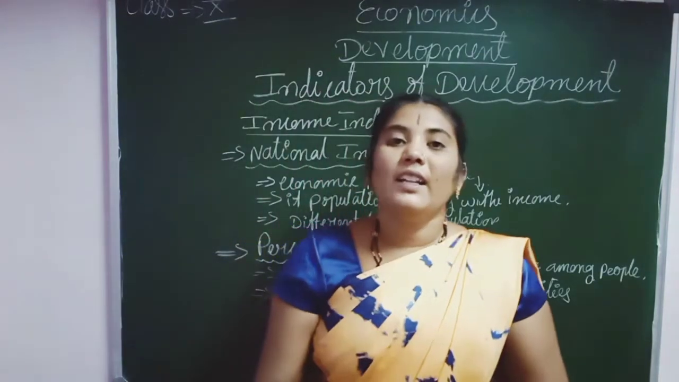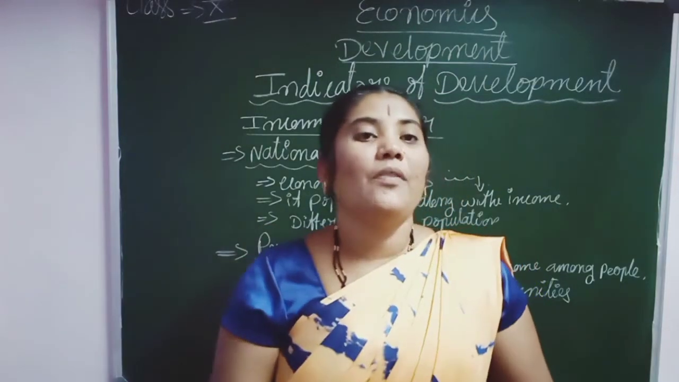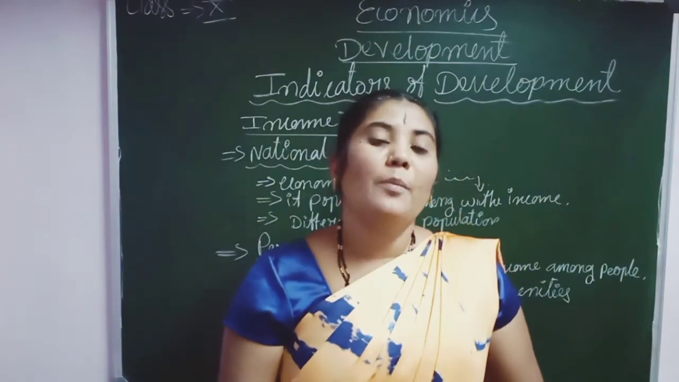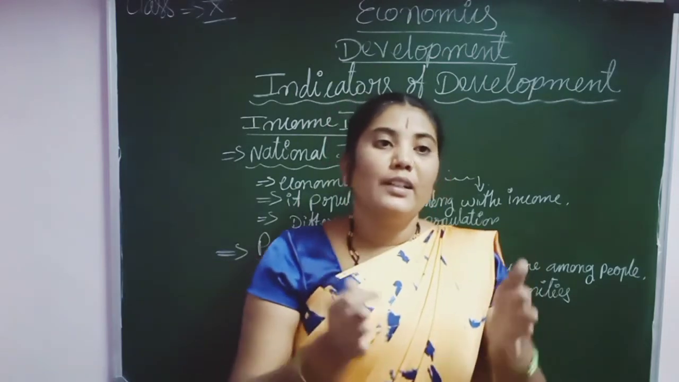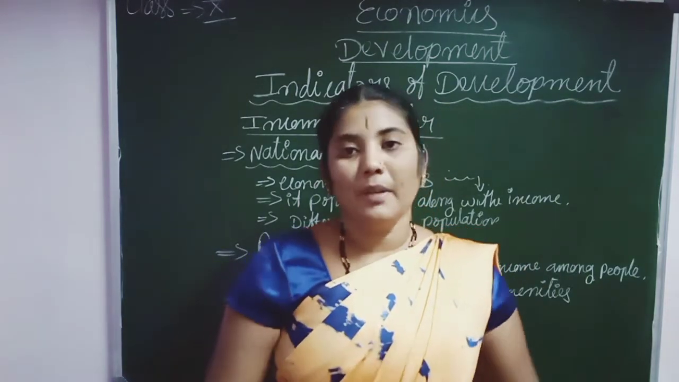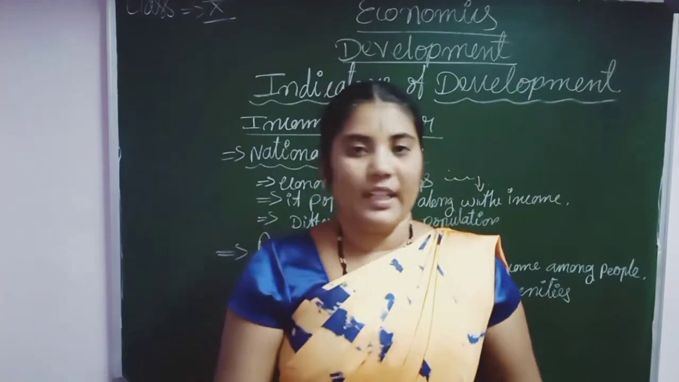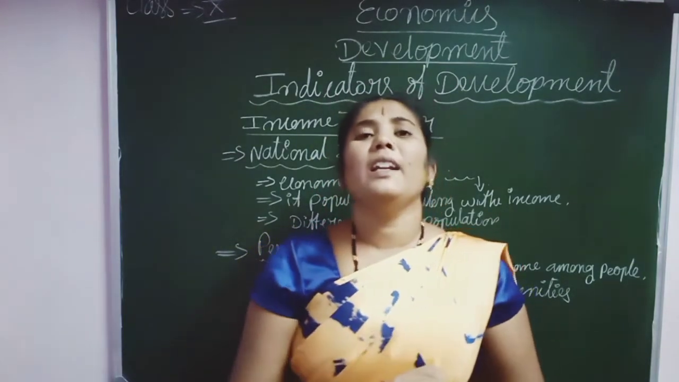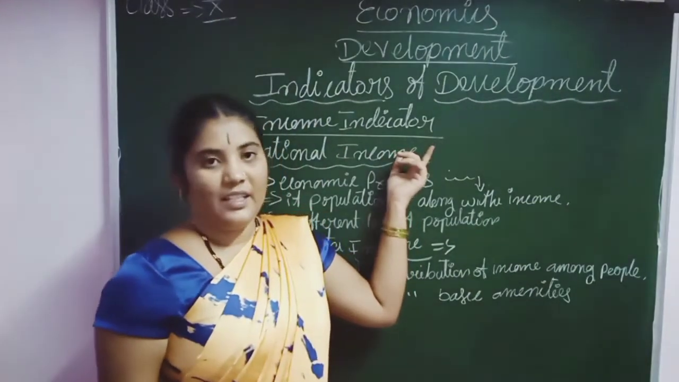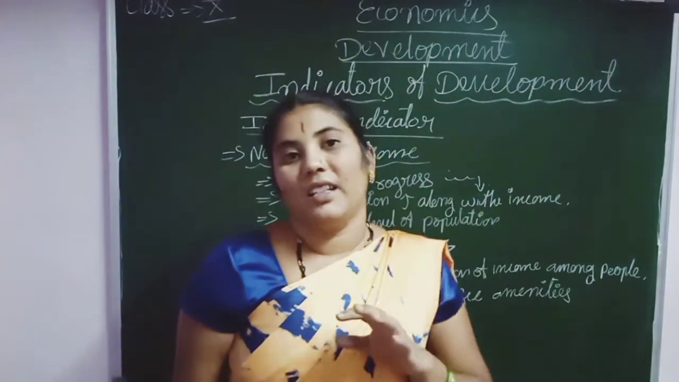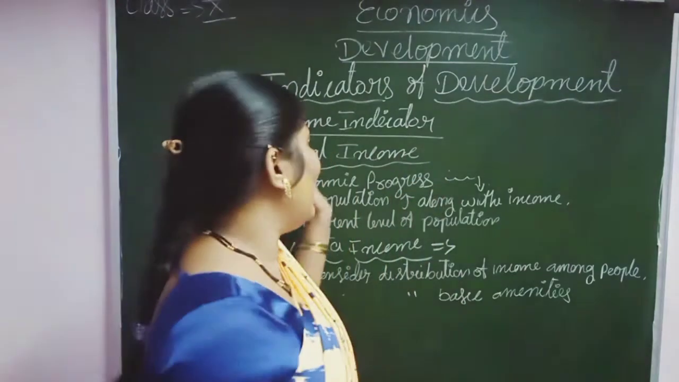So what types of indicators are there? What are economic development indicators? These are measured in two parts. The first one is the income indicator and the second is alternative indicators. Popularly, we all consider the income indicator. So let us discuss that.